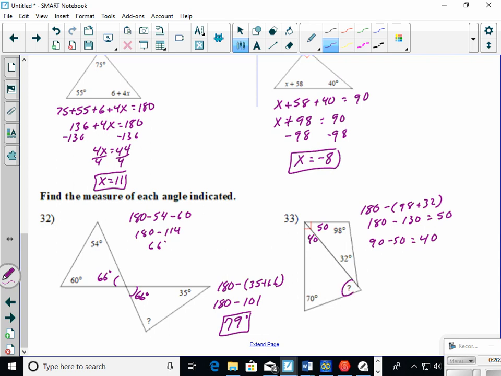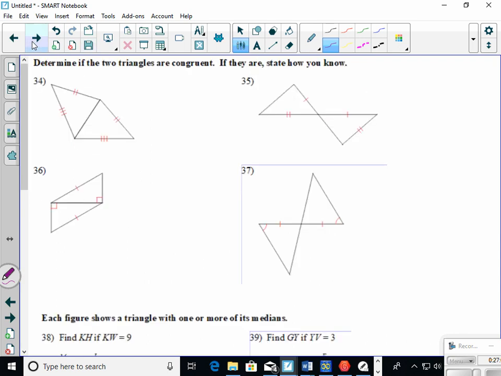And then the question mark is going to be what's left when we subtract 40 and 70 from 180. So that's 180 minus 110, which will be 70 degrees. All right, moving on. Determine if the two triangles are congruent. If they are, state how you know.